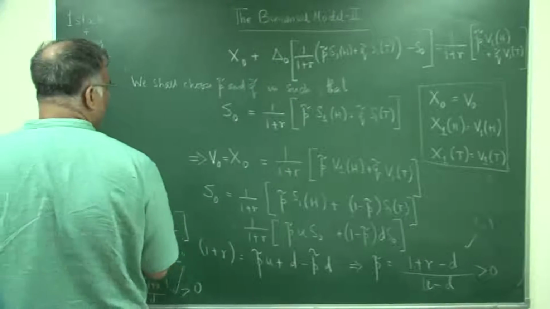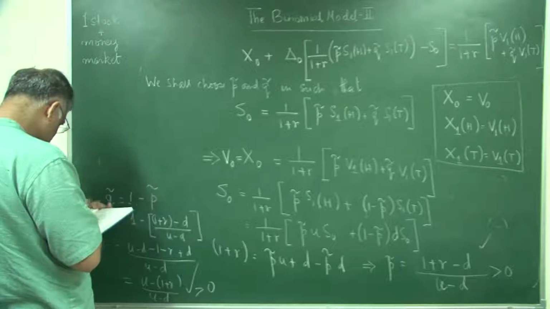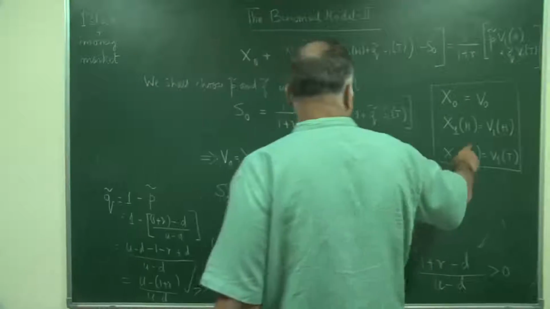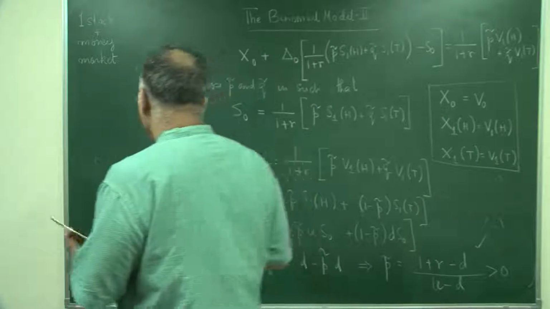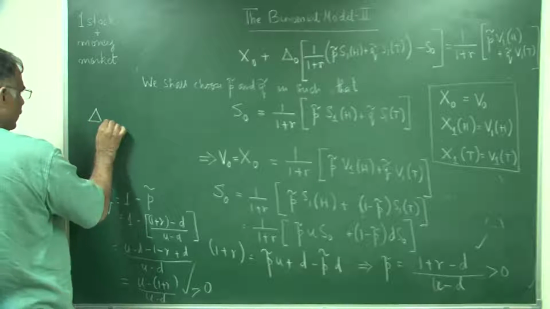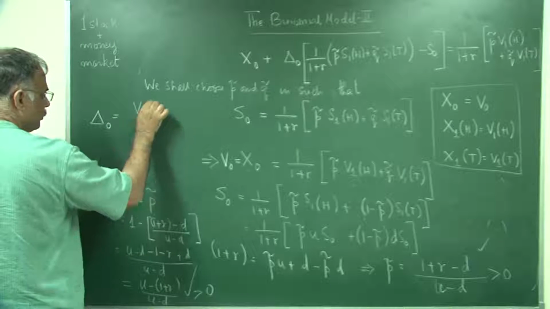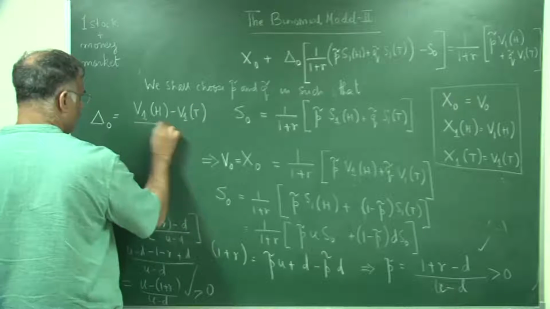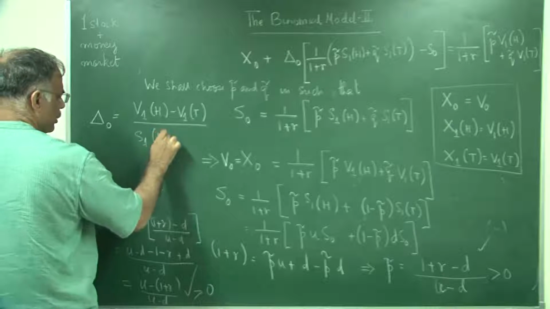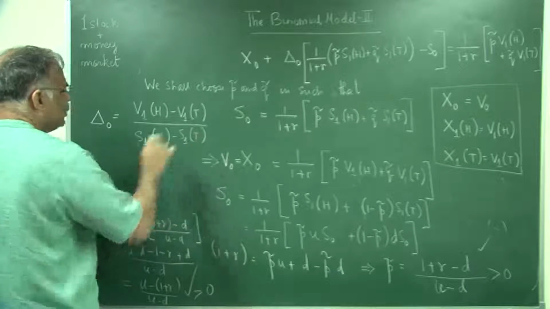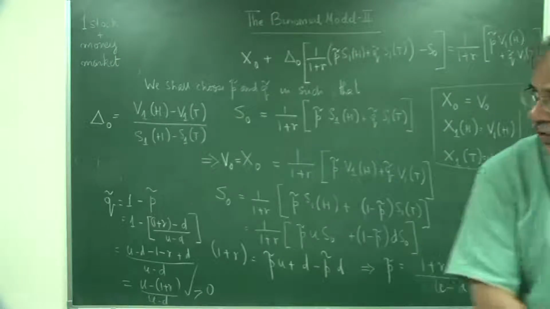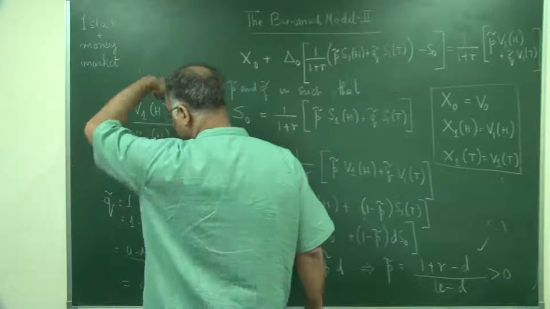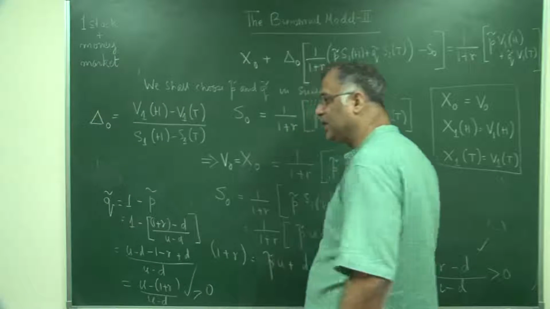So, delta naught can be computed. To compute delta naught you have to go back to those 2 equations and subtract them from each other, and I leave this computation to you to figure out that delta naught is equal to V1H minus V1T divided by S1H minus S1T. It is called the delta hedge of the portfolio. It tells you how many shares of the stock you should buy in order to completely replicate the portfolio.